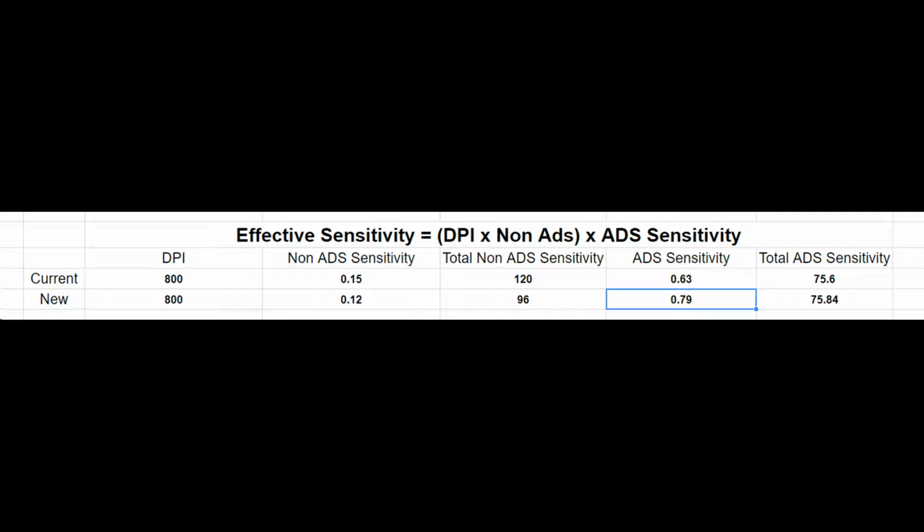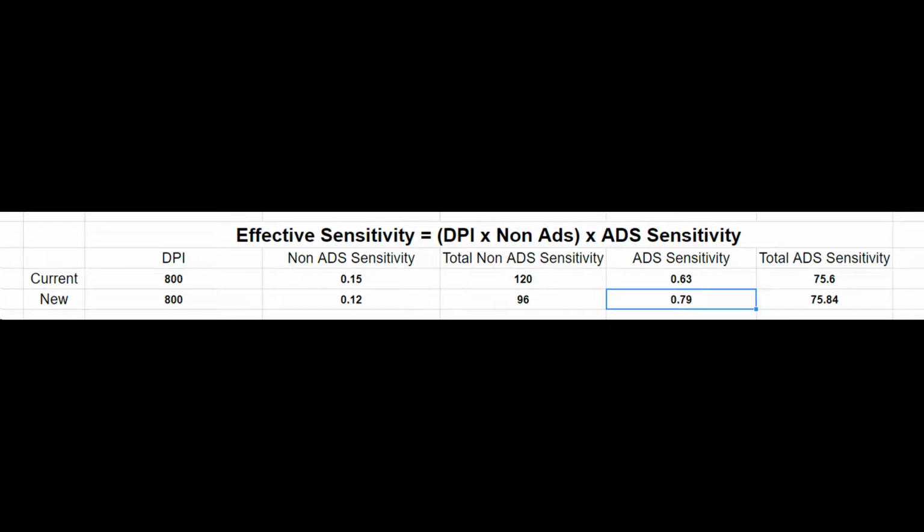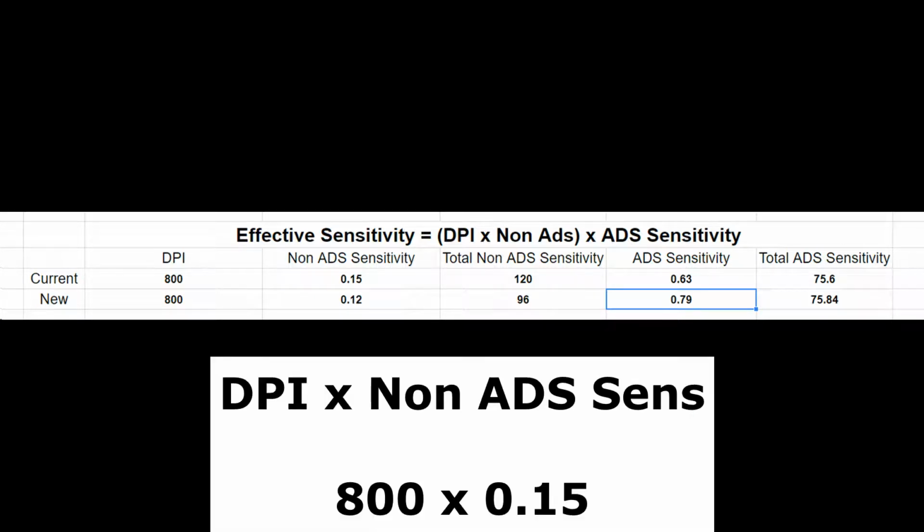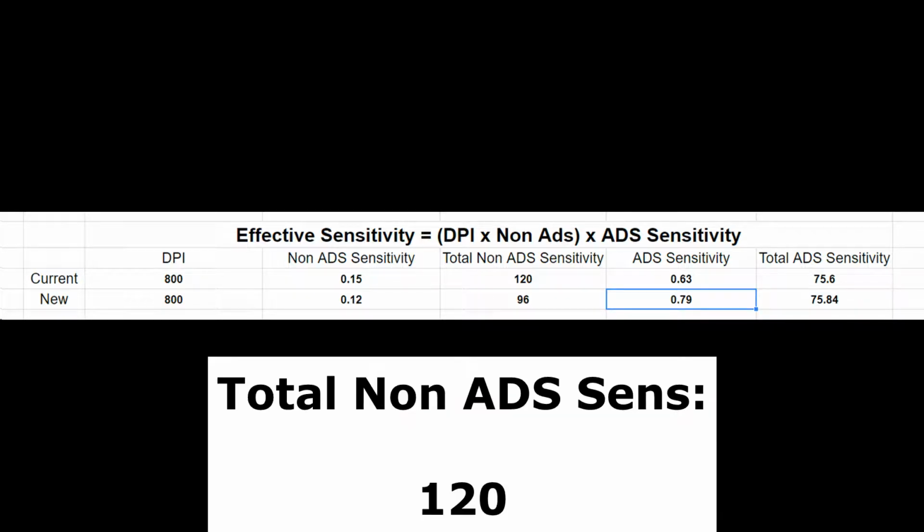to make sure that that's consistent. So there's a formula that you can use that is pretty simple, and allows you to calculate your total sensitivity. How this is done is you take your mouse DPI, so in my case it's 800, and then you multiply that by your non-ADS sensitivity. So for me right now it's 0.15, and that will give you your total non-ADS sensitivity. So for me that is 120.